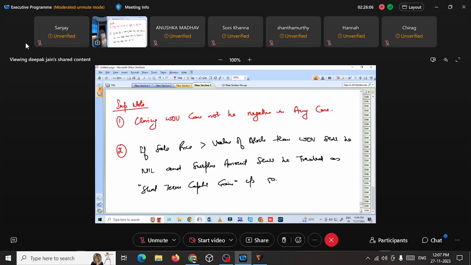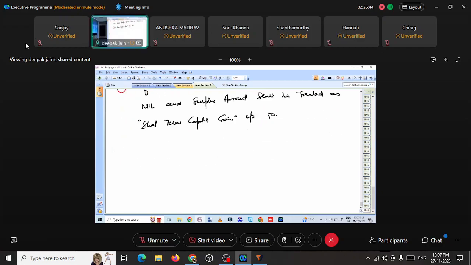What is written after the value of block? If sale price exceeds the value of block, then WDV shall be nil and the surplus amount shall be treated as short-term capital gain. Clear? Yes, sir.